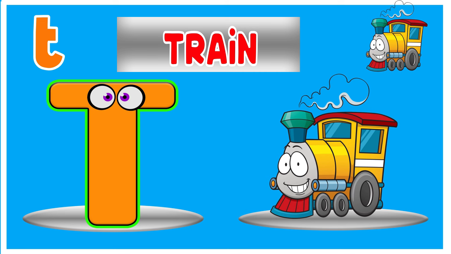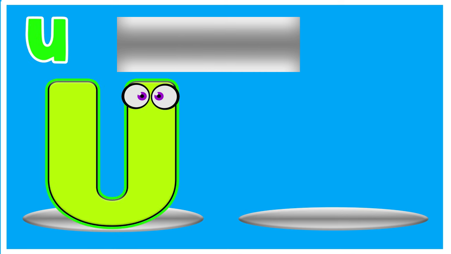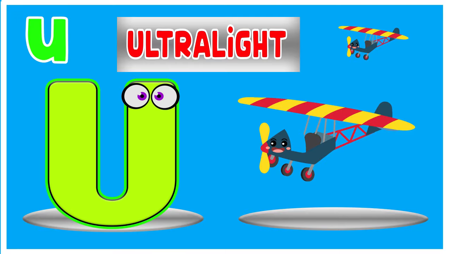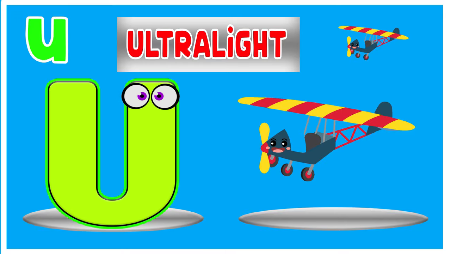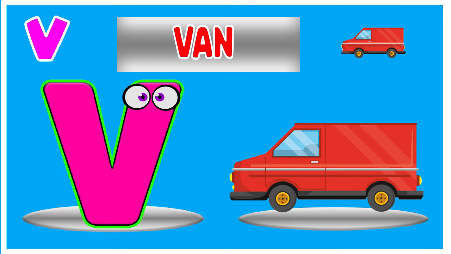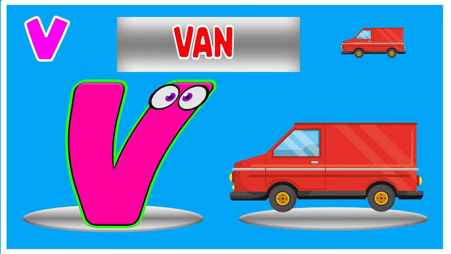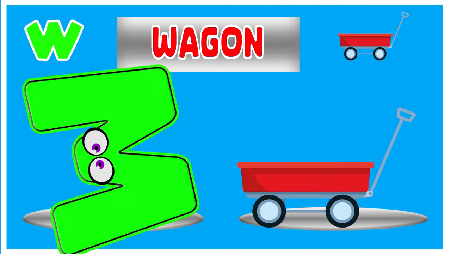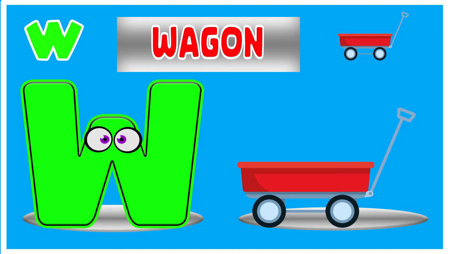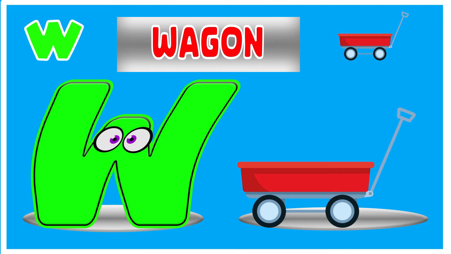U is for ultralight, u, u, ultralight. V is for van, v, v, van. W is for wagon, w, w, wagon.